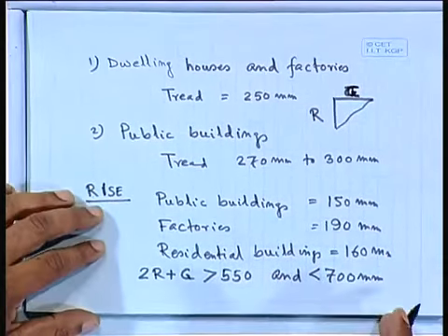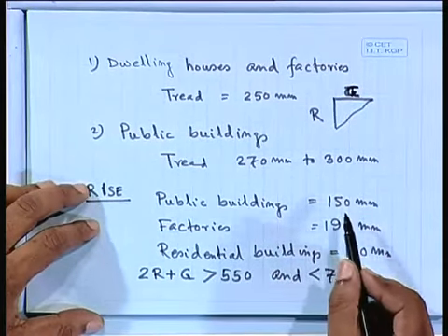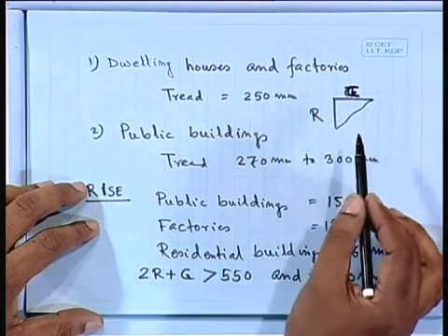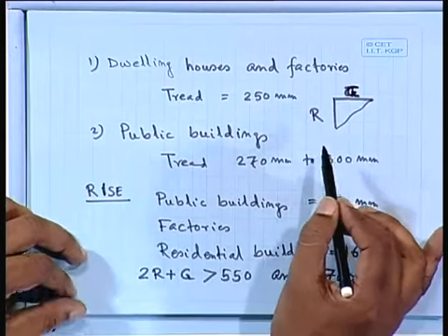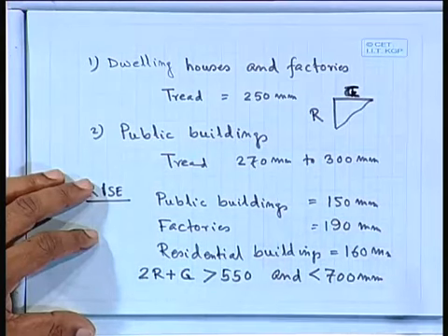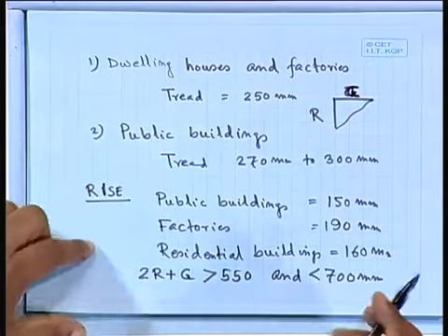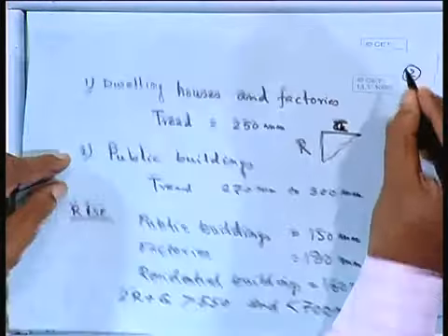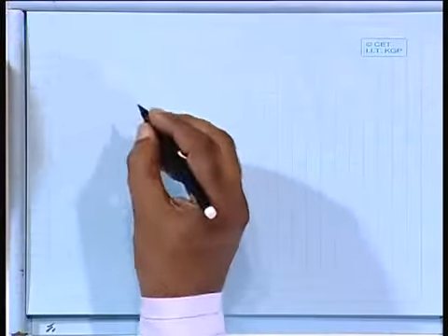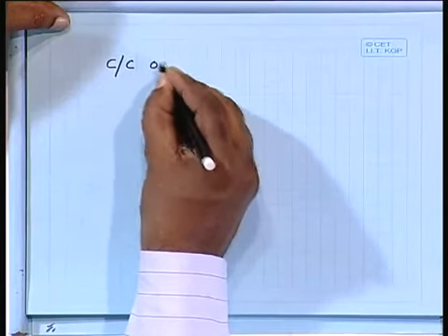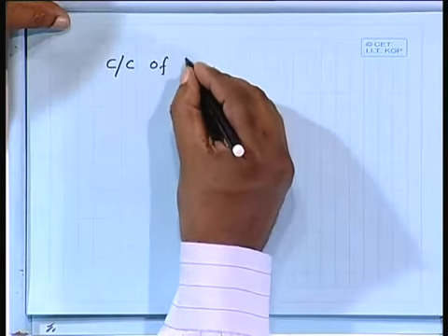But anyway, in most cases you will find 150 millimeter or 160 millimeter rise, and 250, 260 or 270 millimeter for the tread. That is what you can generally consider. But it is not necessarily dependent on this formula. It is dependent on the center to center of the floors.